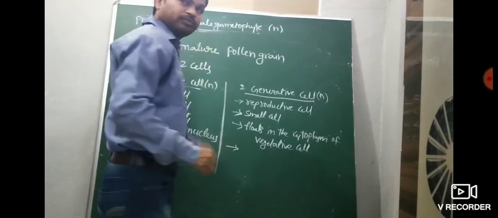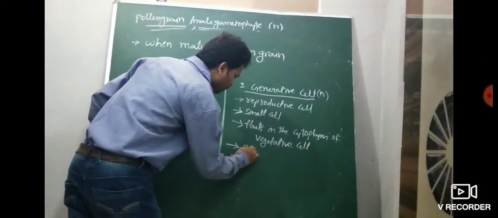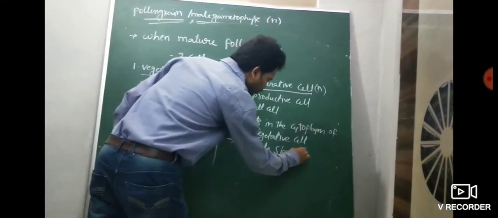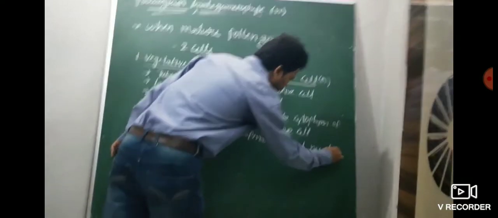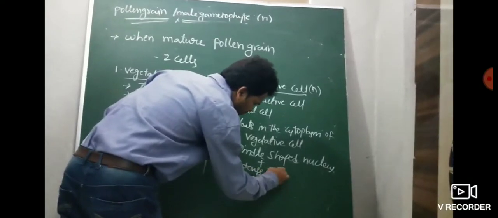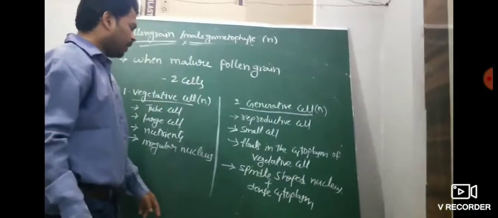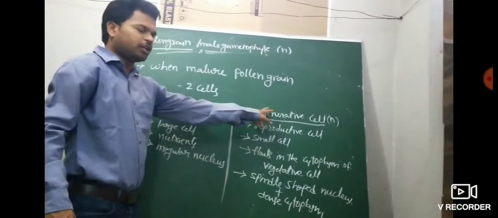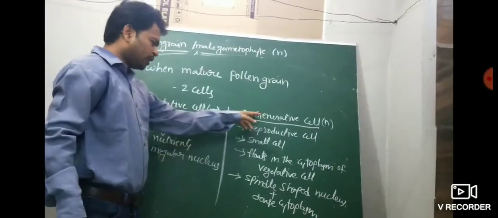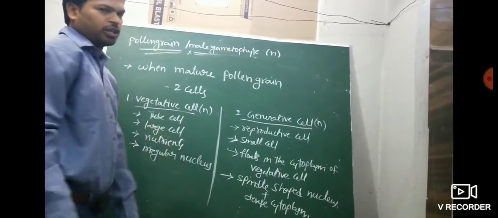Then the generative cell has a spindle shaped nucleus with dense cytoplasm. This is the important feature. Comparatively, a spindle shaped nucleus in the generative cell, an irregular nucleus in the vegetative cell. The generative cell is small and floats in the cytoplasm of the vegetative cell. The vegetative cell is a larger cell.